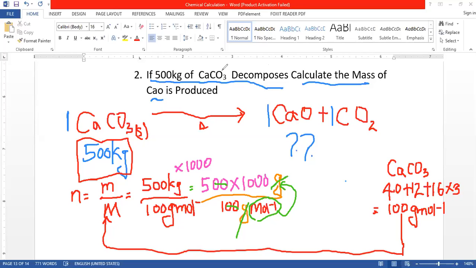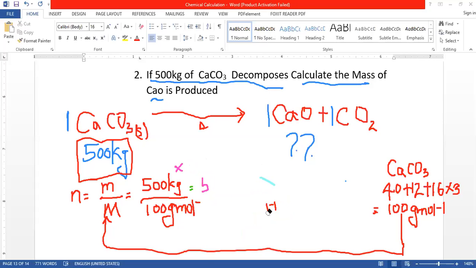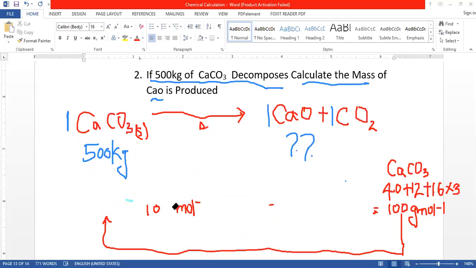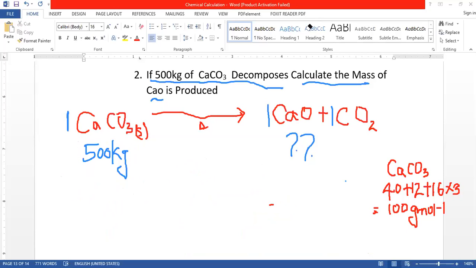Everyone, please mute. Right. Okay, look at this one now. So 5,000 mole, right? The calcium carbonate mole is 5,000. I'm going to erase here now. 500 kilogram equals how many moles? 5,000 mole.